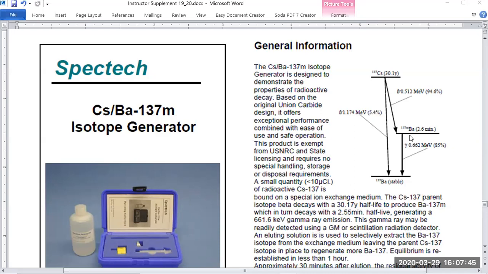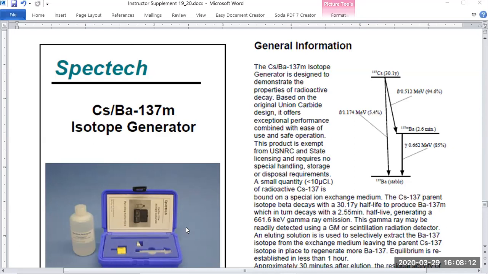So our objective here is to determine for ourselves what the half-life of that decay process is. In the diagram here, it says 2.6 minutes. The more accurate value is 2.55 minutes. So we're going to see with our equipment in the ISO generator here, how well we can determine that value.